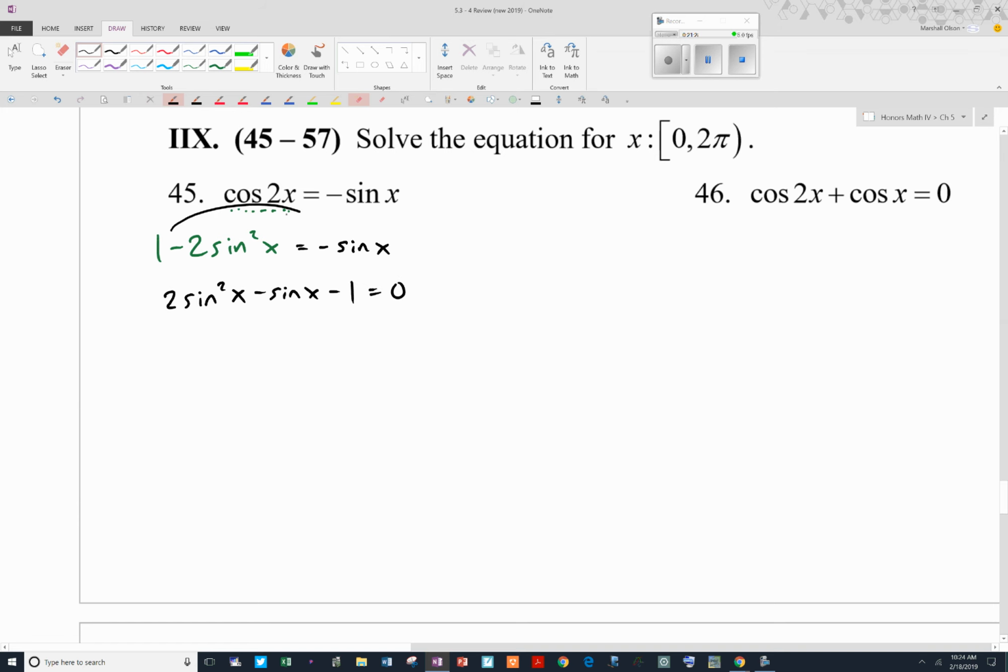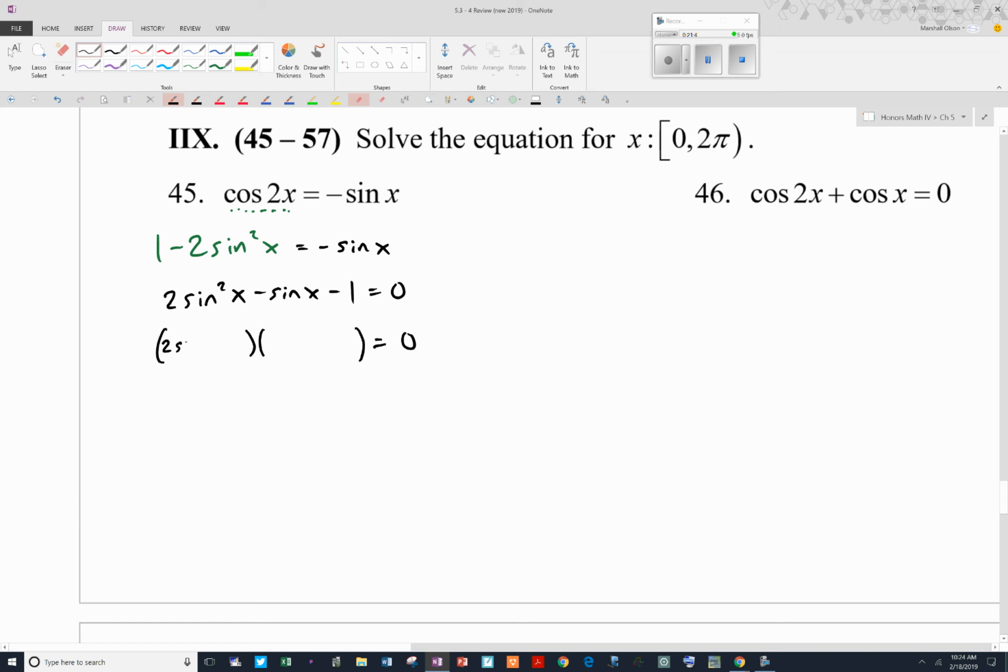So it's like I move both these over to there, but then I just flip my equation around so the equals 0 is on the right. So we've got 2 sine squared minus sine minus 1. Just making sure that that looks good. And now we're going to factor here.